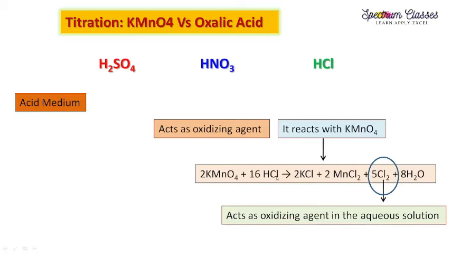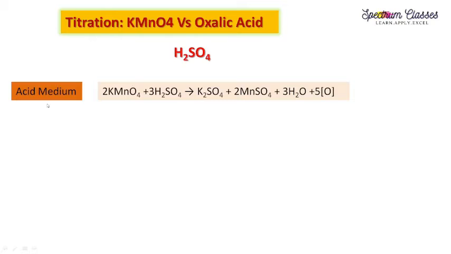So this is the KMnO4, it reacts with HCl and forms chlorine gas. And this chlorine gas again works as an oxidizing agent. So in this titration, we can only use H2SO4. We cannot use HNO3 as well as HCl. What is the use of making the solution an acidic medium?